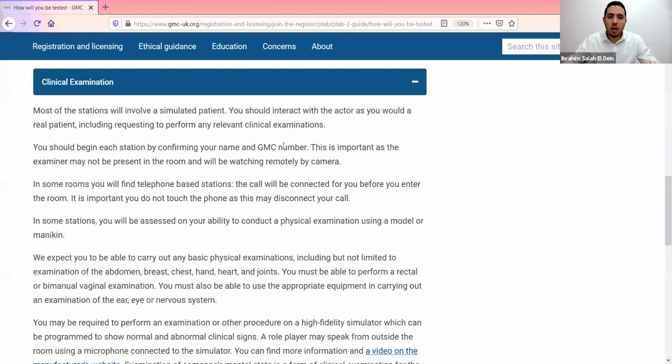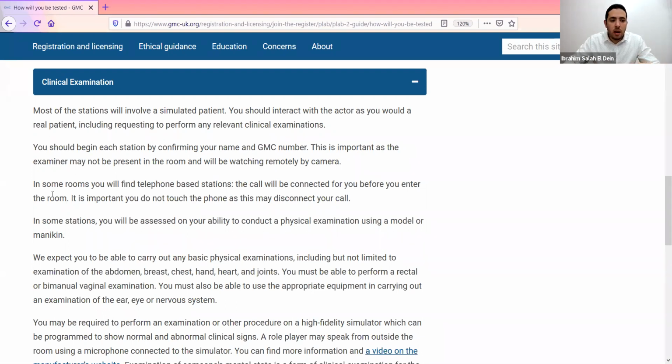Okay, so in an examination station, there will be a mannequin. You will do the examination on it, but don't speak to the mannequin. Just speak to the simulator or to the examiner, and deal with the mannequin as if it is a real patient. Don't say to the mannequin, I will be hard, or I will do it without any restriction. Deal with the mannequin as if it is a real patient.